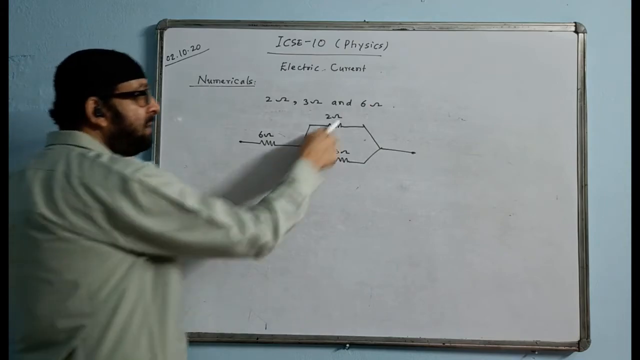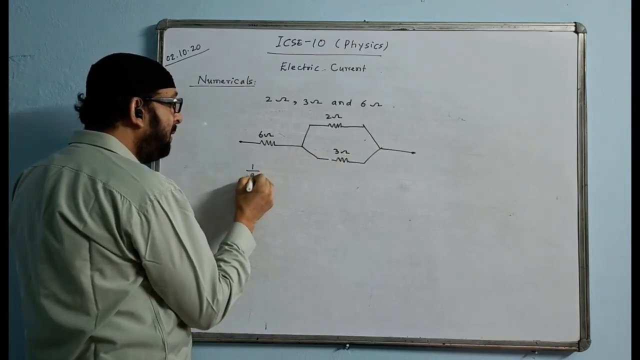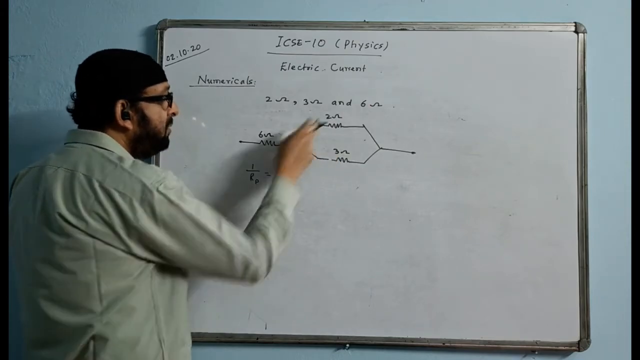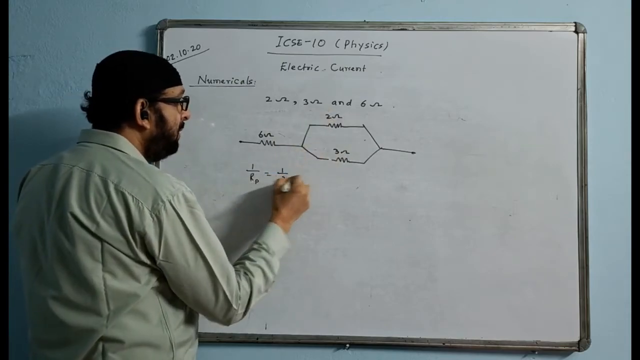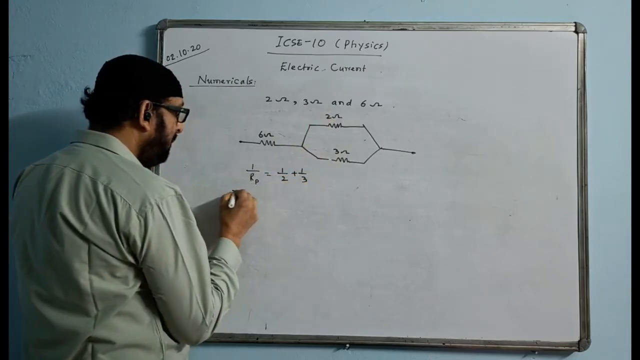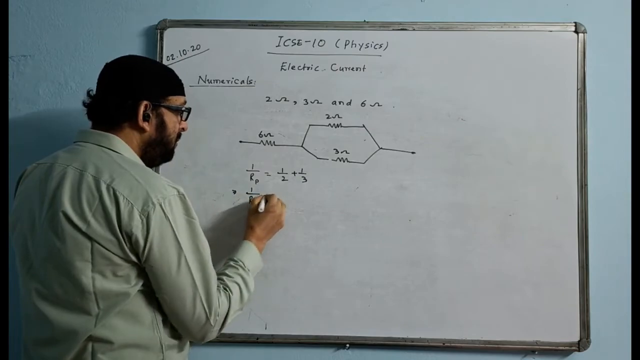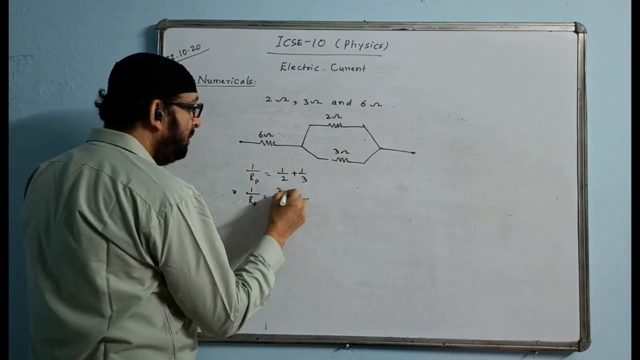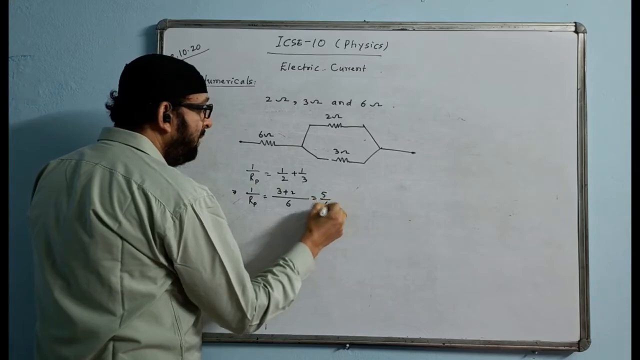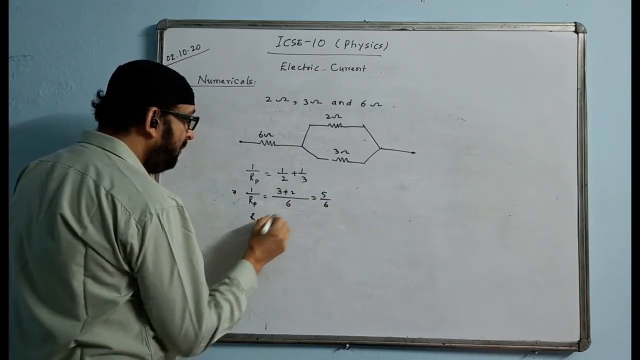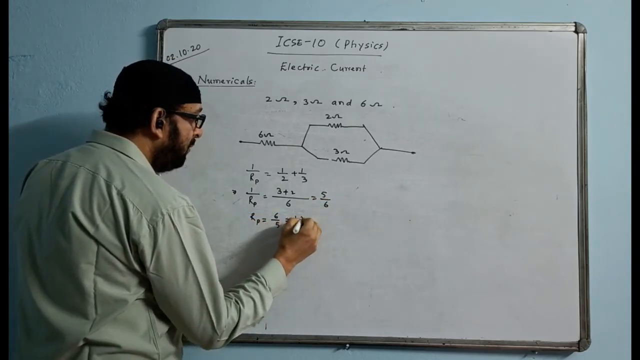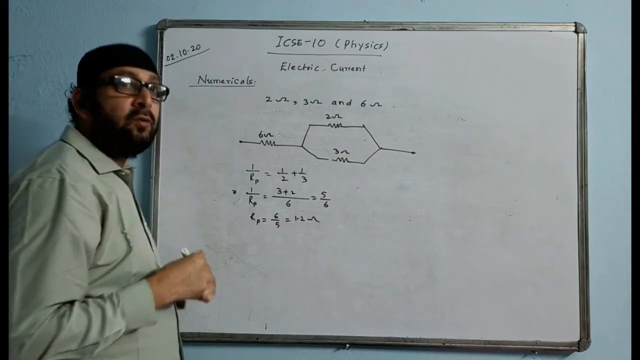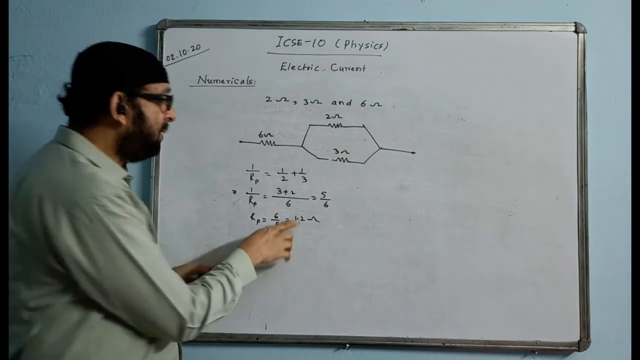So still you can verify the answer. First you do the parallel part, 1 by RP. The parallel formula is like this, 1 by this and 1 by this. We will do 1 by 2, 1 by 3. 1 by RP is equal to, LCM is 6, you get 3 plus 2, 5 by 6. Therefore, RP value will become 6 by 5. The answer is coming 1.2 ohm. As I told you, the answer will come less than 2 and it is coming 1.2 ohm.